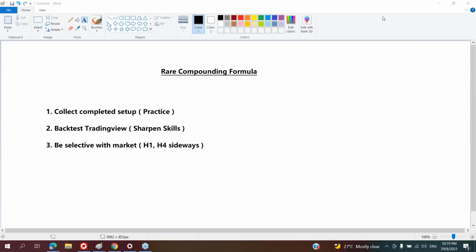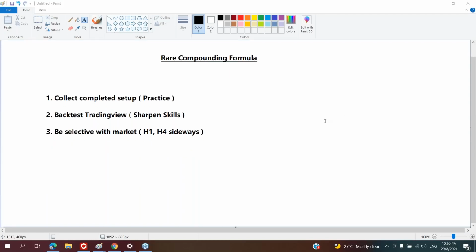So here I'm going to start with the rare compounding formula. I'm not going to talk about the other kinds of compounding, and there are a lot of types of compounding. It depends on what kind of trader you are and what kind of setups you choose. But this type of compounding really needs extra care because the lot size is different than the compounding that you usually see.